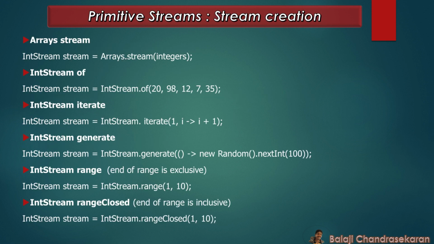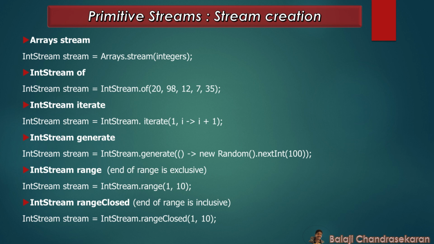There are different ways to create primitive streams. The stream method in the Arrays class creates a stream from the specified array. It is used to convert an array into a stream. If we give the input as an array of int primitive types, this method will return an IntStream object instance. In the same way, if we give the input as an array of long or double primitive types, the method will return a LongStream or a DoubleStream object instance respectively.